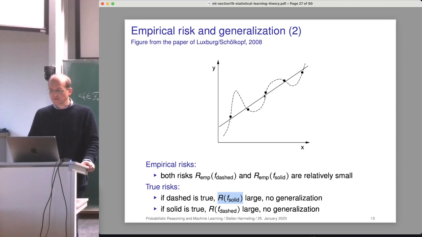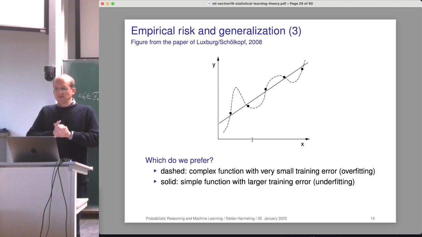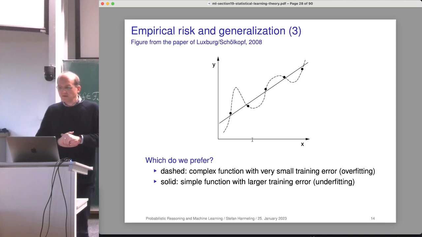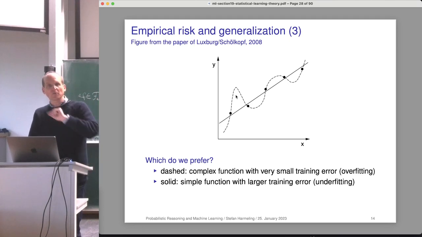If the solid one is true, it also means that if the other one is my estimate, it might be a very, very bad generalization here, okay? So it can be wrong on both sides. Of course, now the question is, which do we find better? So we could say the dashed one is great because it has a very, very small training error. However, possibly if the true one is something simpler, then it's called overfitting. So overfitting means the empirical risk is going almost to zero.